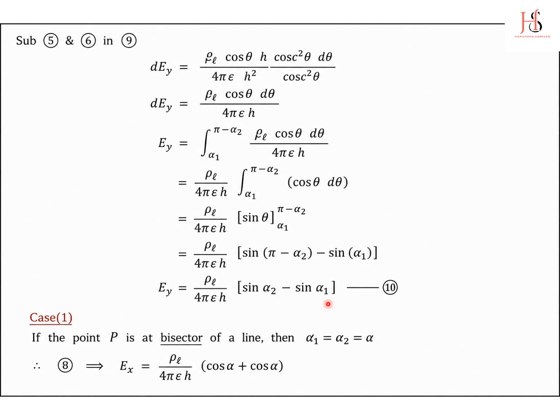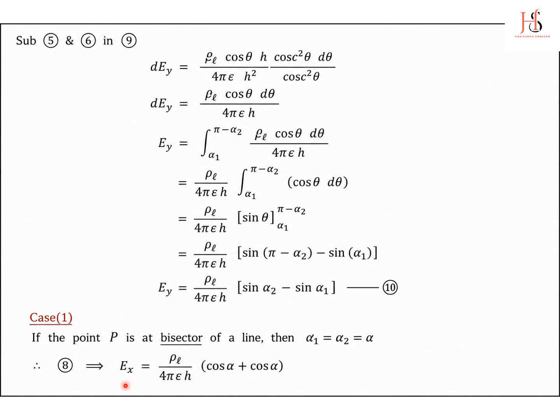So we got the 2 components Ex and Ey. Ex is nothing but rho l divided by 4 pi epsilon h into cos alpha 1 plus cos alpha 2. Ey is rho l divided by 4 pi epsilon h into sine alpha 2 minus sine alpha 1. Now we have two cases. Suppose the point P is at the bisector of the line, then alpha 1 will be equal to alpha 2 will be equal to alpha. Therefore, in your Ex term, instead of alpha 1 and alpha 2, you just replace by alpha.